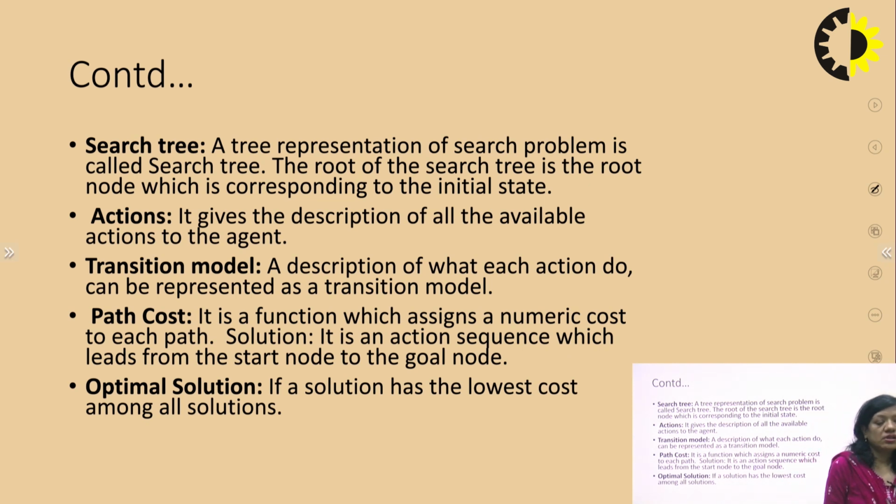Action, it gives the description of all the available actions to the agent. Transition model, a description of what each action does, can be represented as a transition model. Path cost, it is a function which assigns a numeric cost to each path. And the solution, it is an action sequence which leads from the start node to the goal node. Optimal solution, if a solution has the lowest cost among all solutions.